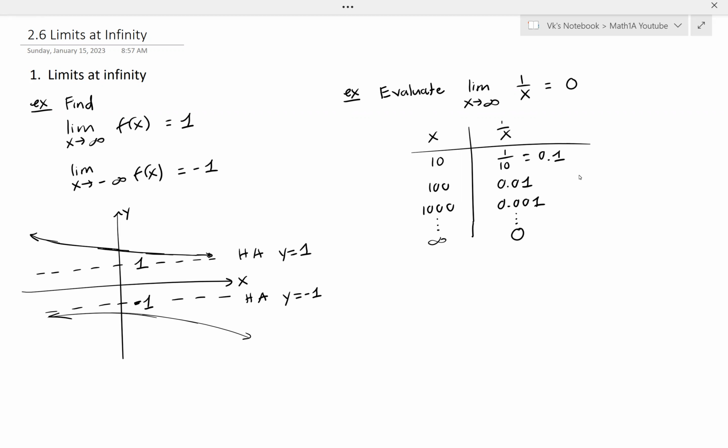I also want to point out that even though infinity is not a real number, any real number divided by infinity is going to be 0. That is just for you to quickly figure out the limit. A real number divided by infinity is 0. Okay, it's a pretty cool note.